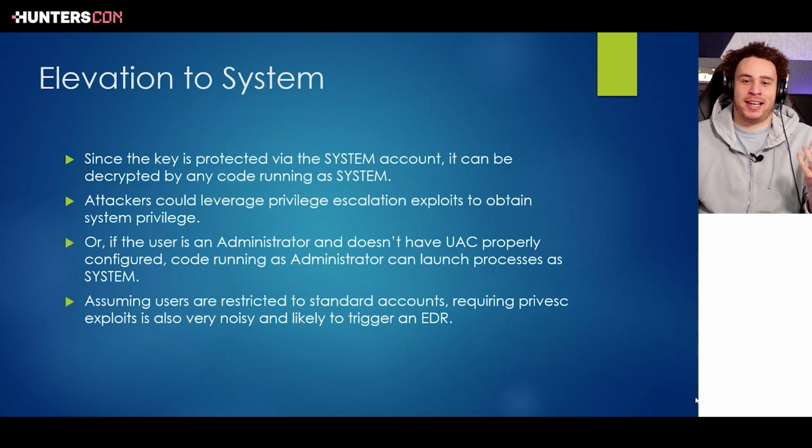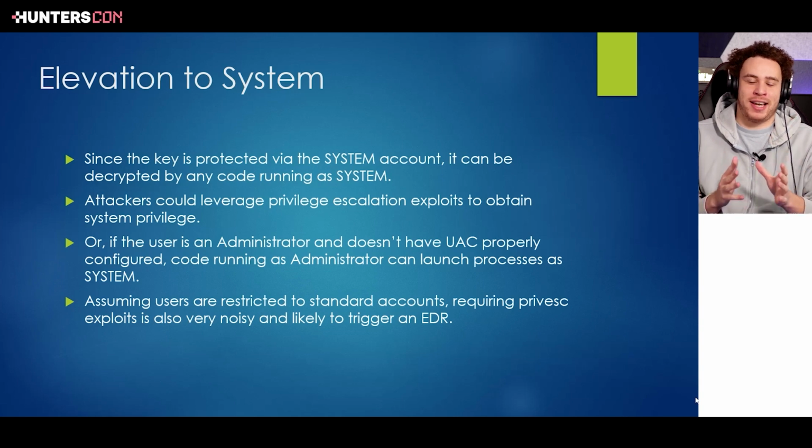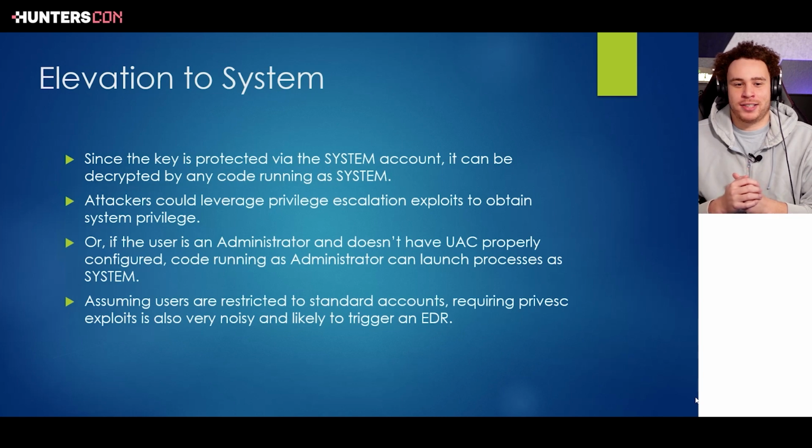Now, another technique is, as I said, the key is now protected with the system key, which means if we're able to elevate to system, we can just decrypt it ourselves. We can just call CryptUnprotectData from a system account, and we get the key back. But again, that's kind of tricky, kind of noisy. We have to either run a privilege escalation exploit to get to system, or we have to be an administrator, because there actually isn't a separation between administrator and system. Anyone with a UAC elevated process on an admin account can run system code. But again, in a normal organization, the user should not be administrator. So this is, again, very, very noisy and likely to trigger the EDR.